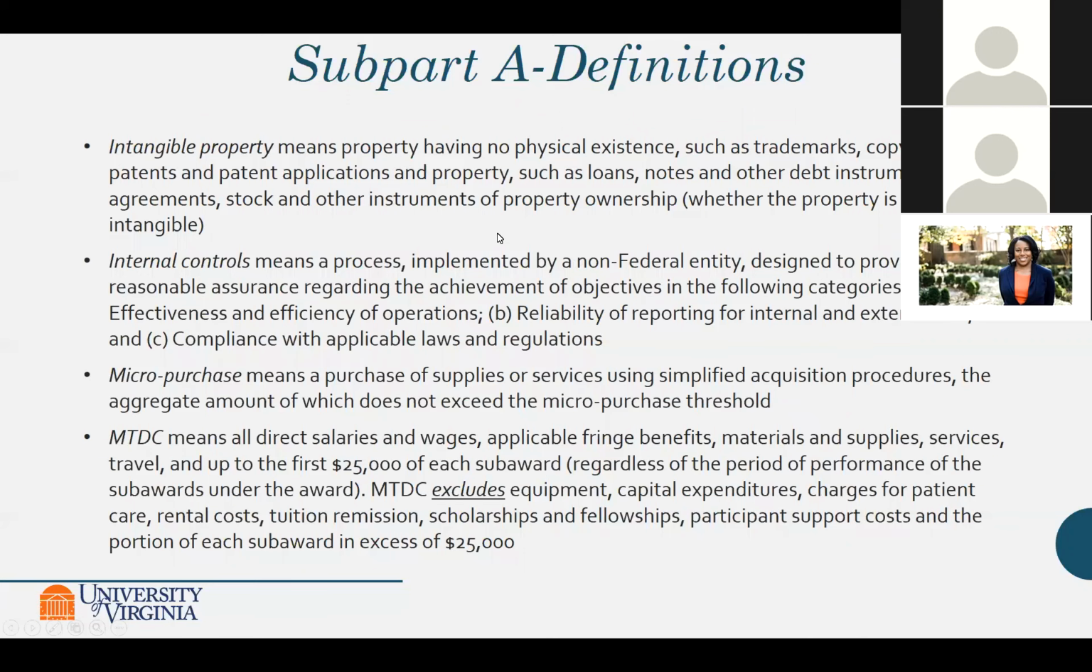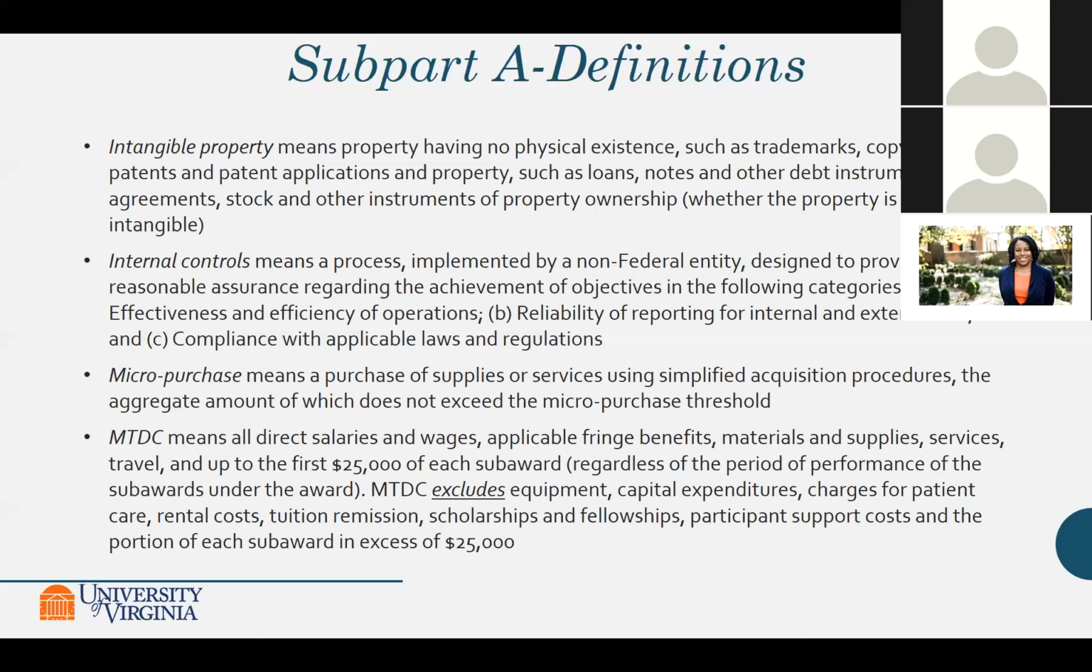So here's some more definitions. MTDC, if you look at UVA's F&A rate agreement, which is on the OSP site, it's also on the finance site under cost accounting. MTDC, modified total direct costs, means all direct salaries, wages, fringe benefits, materials, supplies, services, and travel, and up to the first 25K of every subaward. It excludes equipment, capital expenditures, patient care, rental costs, tuition remission, scholarships and fellowships, participant support costs, and the portion of each subaward in excess of $25,000.